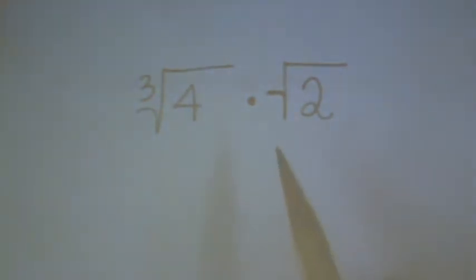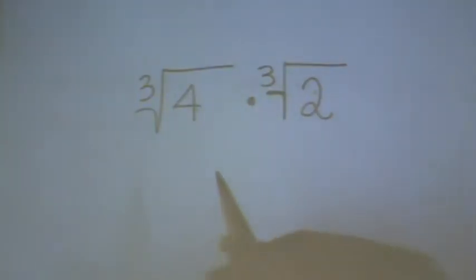So why can't we multiply these two together? Because the indexes are not the same. Very good. Now, what if these were the same? What if I changed this to a 3? What would you do then? And what would your answer be? Cube root of 8, it'd be the cube root of 8, 2.